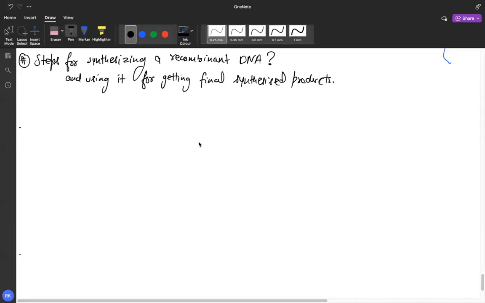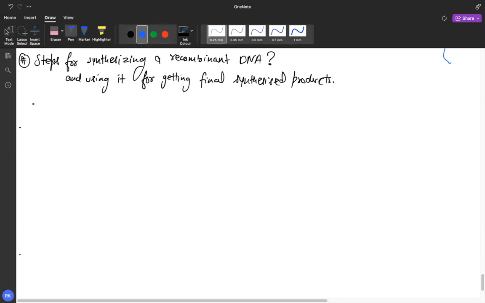What are the steps? This question can come in all different flavors. List the steps in specific sequences which are present in recombinant DNA technology, or in any other way. So basically what they're asking is, how will you make a recombinant DNA right from the beginning and use it to get the product for which you were making that recombinant DNA? Okay, make sense, everyone?